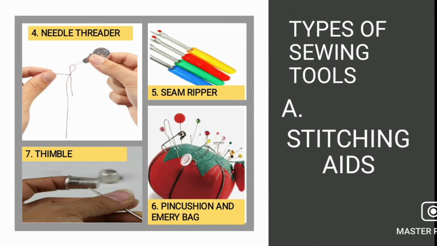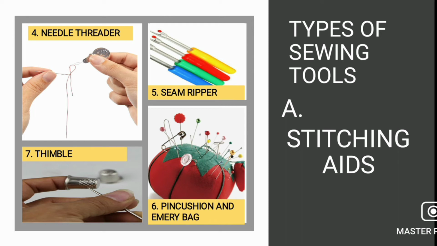Number 4, needle threader. A needle threader is a device for helping to put thread through the eye of a needle. Number 5, seam ripper. A seam ripper is a small sewing tool used for cutting and removing stitches.